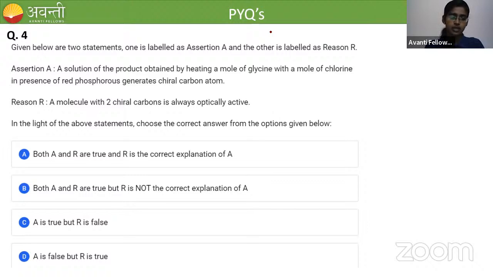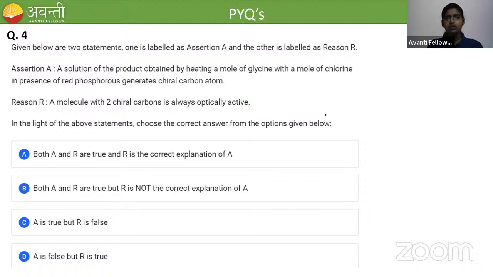Just try to find out the answer very fast. Got the answer? Both are correct. Means which option you are saying? No, no, no. Both are not correct. So let me discuss the answer.